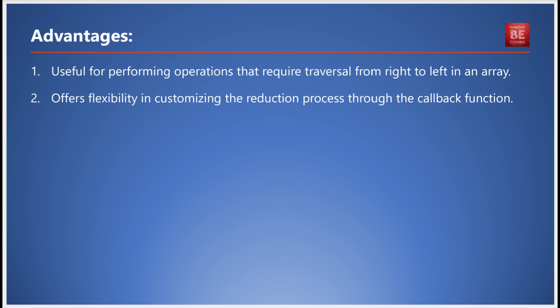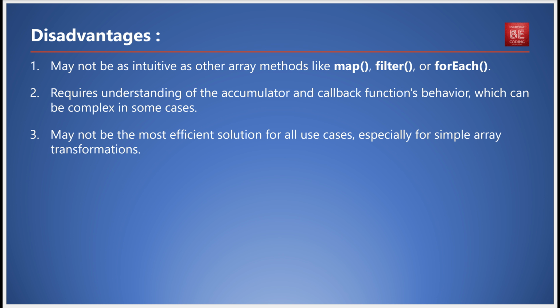It's particularly useful for operations that require traversal from right to left in an array. It also offers flexibility in customizing the reduction process through the callback function. However, it's not without its downsides. The reduceRight method may not be as intuitive as other array methods like map, filter, or forEach. It requires an understanding of the accumulator and callback functions' behavior, which can be complex in certain cases. Additionally, it may not be the most efficient solution for all use cases, especially for simple array transformations.